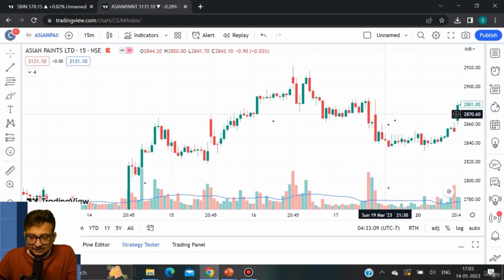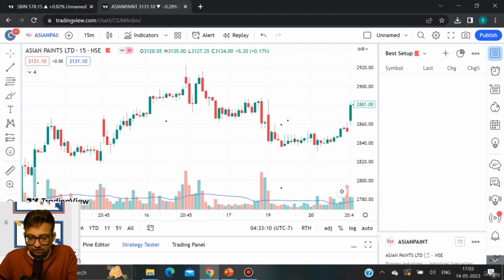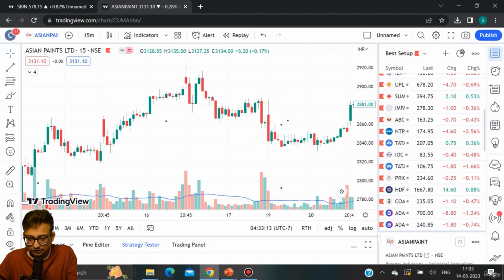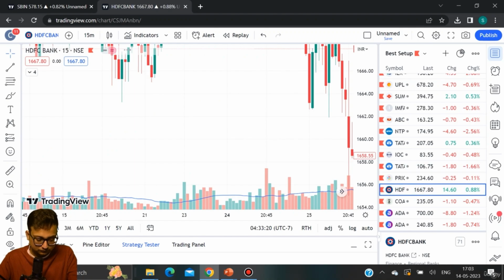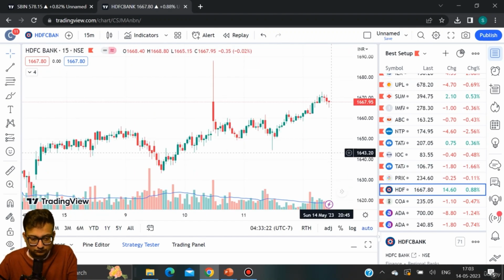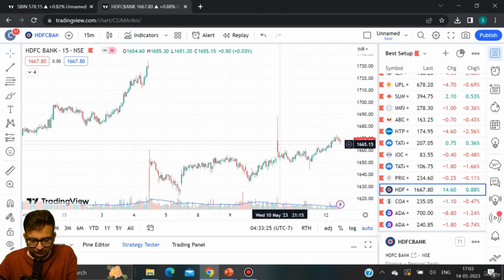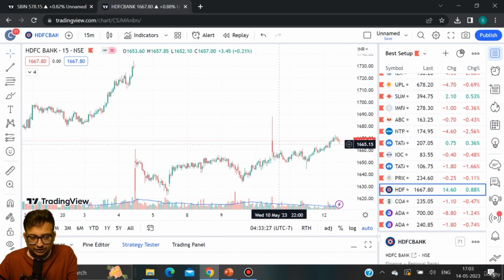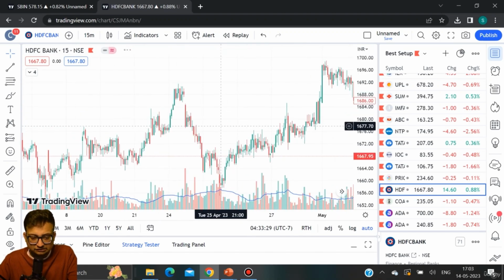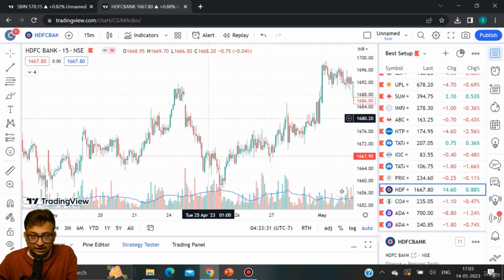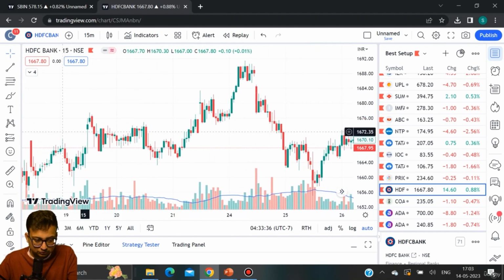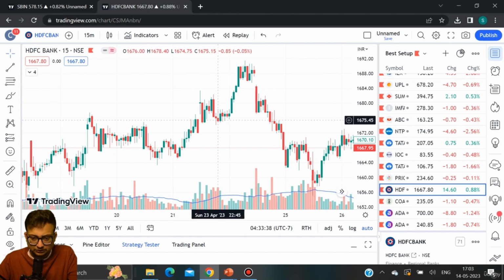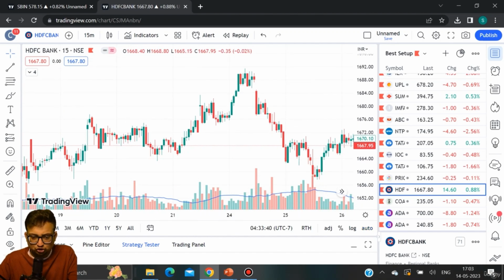So this is a very random stock. Let's open a different stock. Let's say HDFC Bank. This is not the software. This is a website we are using, which is called tradingview.com. So you can use this particular website, no problem. And there is one more option of premium version.